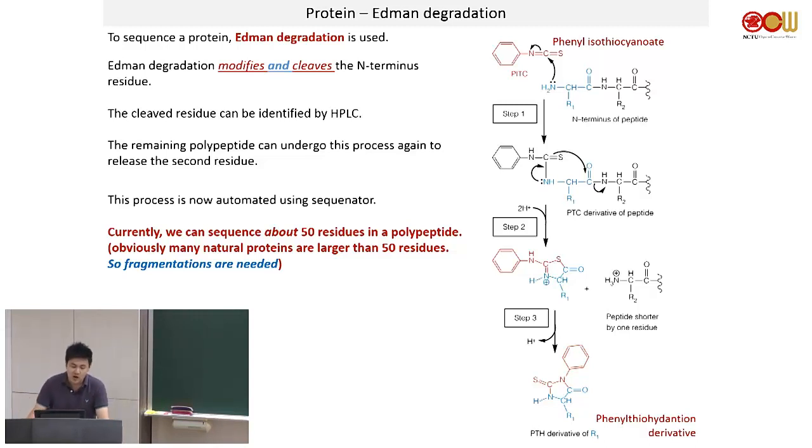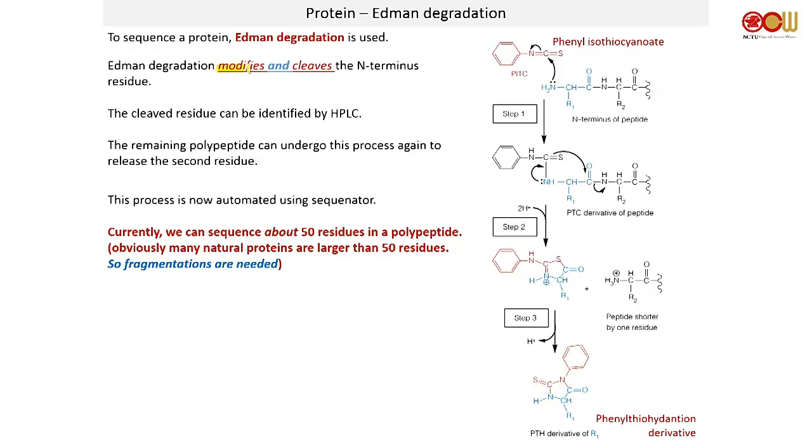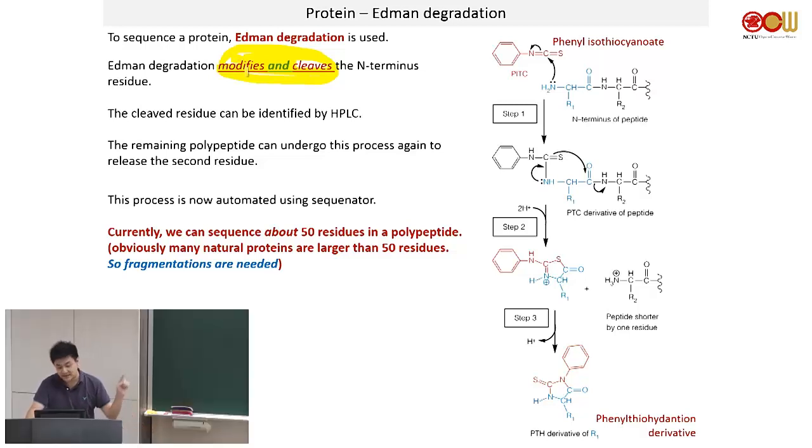Now, what Edman degradation does is it modifies and cleaves the N-terminus residue. So in our previous method, the Sanger's reagent, it only modifies. It doesn't cleave. The cleaving is done by nasty hydrolysis, which also cleaves everything else. In this case, the Edman degradation modifies the N-terminus and it also cleaves the N-terminus number 1 residue. That's good. So let's take a look at the chemistry a little bit.